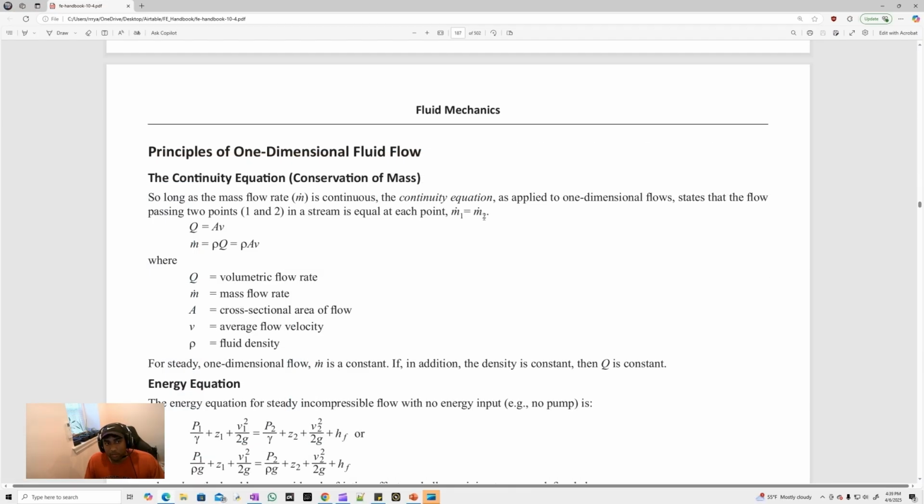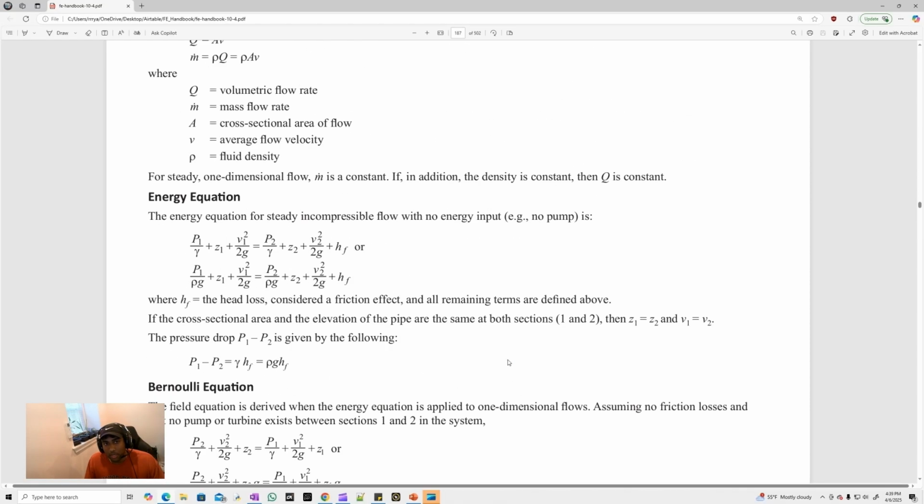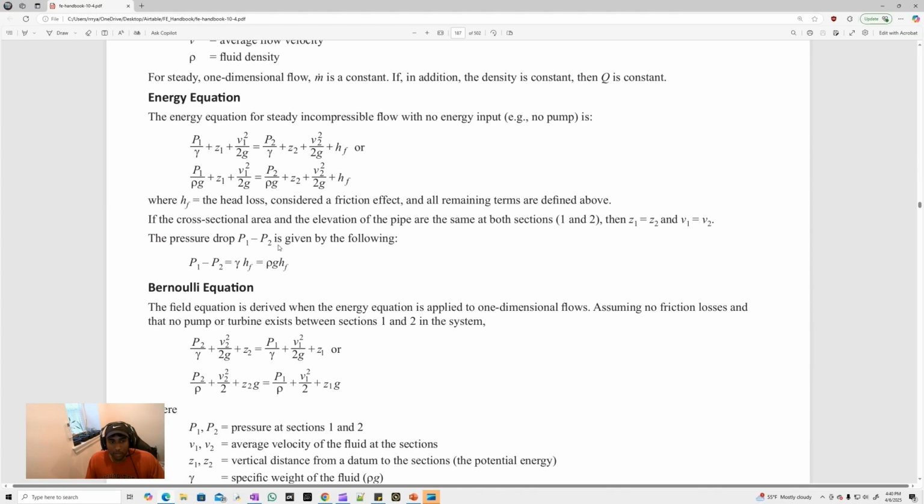Now, if you go here in the reference manual, this is on page 181, you can see some information about continuity or the conservation of mass. That's going to be important for us because we have a single flow and we have a constriction. But we know that the mass flow rate, or in this case, since we have an incompressible fluid, the density is the same at point 1 and point 2. What we know is that the flow rate has to be the same in the pipe. It's only one flow.